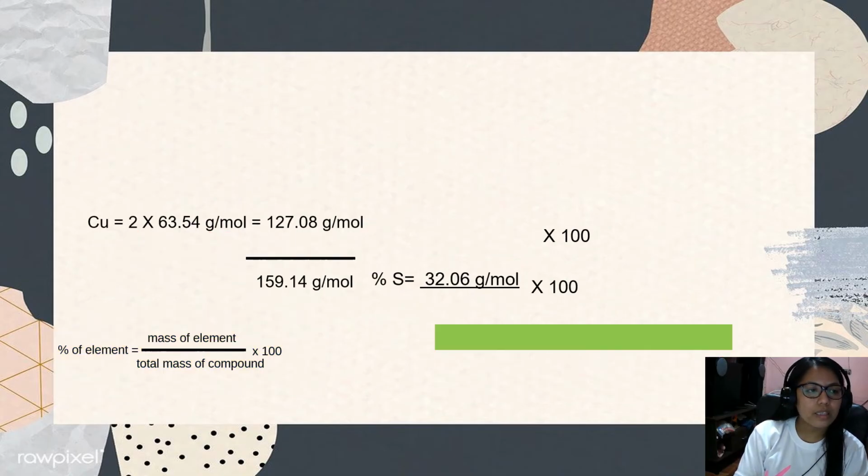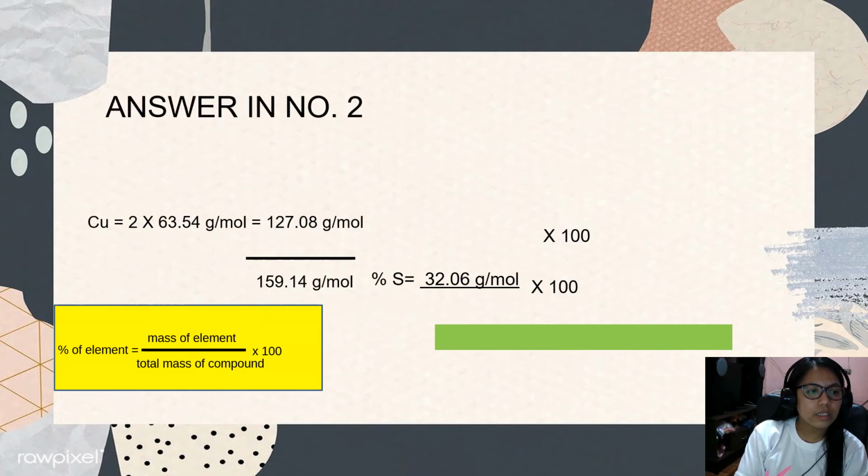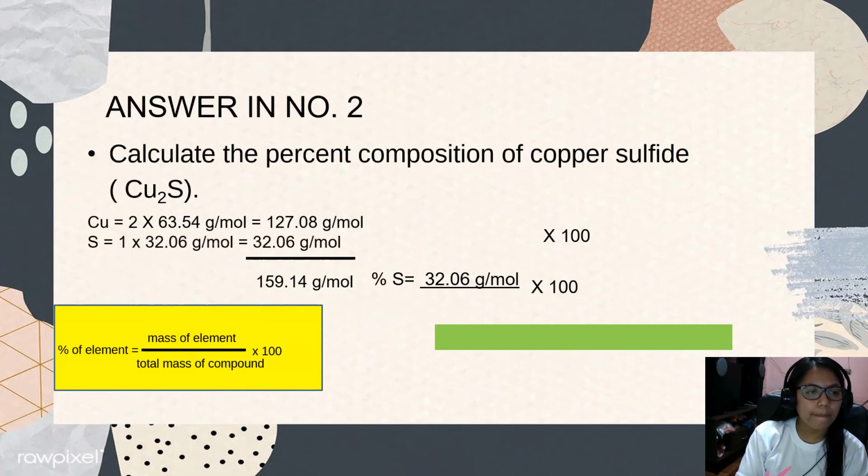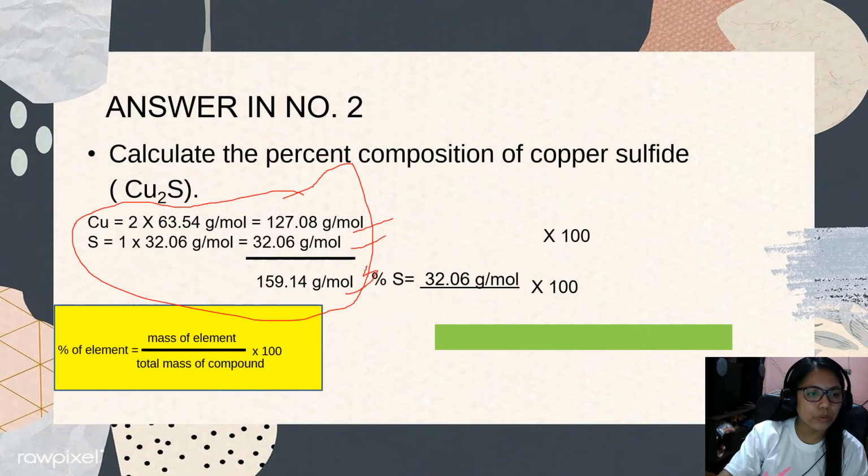Next, the answer in number 2. Ayan. So, you're going to calculate the percent composition of copper sulfide. Hanapin natin ang percent composition ng copper at saka ng sulfur. So, una, hanapin ulit natin ang molar mass. Ayan. So, ito ang molar mass o mass ng copper, mass ng sulfur, and total mass ng copper sulfide.